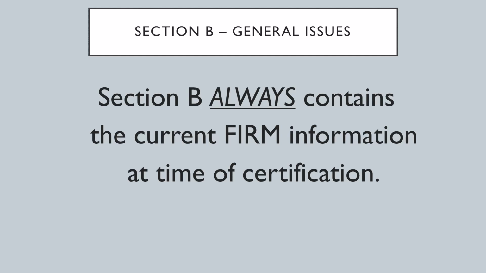Remember the rule from the beginning of the video. Section B must always be filled out using the current firm's information at the time that the EC is signed and dated. This causes a little confusion for the certifier of the form when the flood zone or the BFE has changed during the period of construction. So, here's how to handle that and how ECs need to be filled out in these situations.